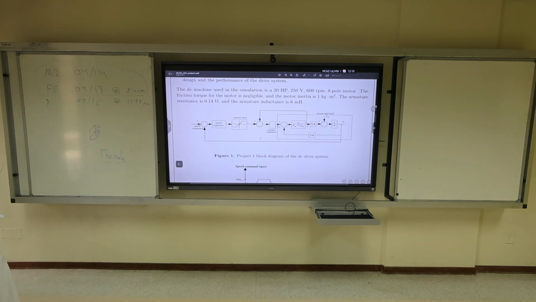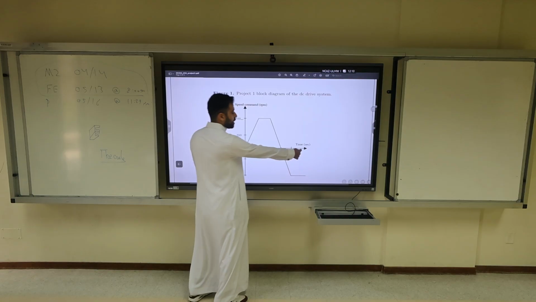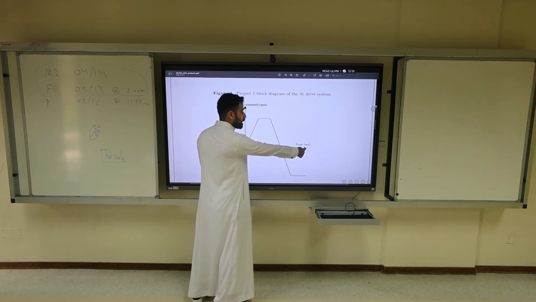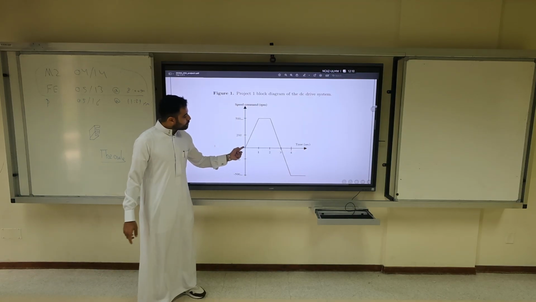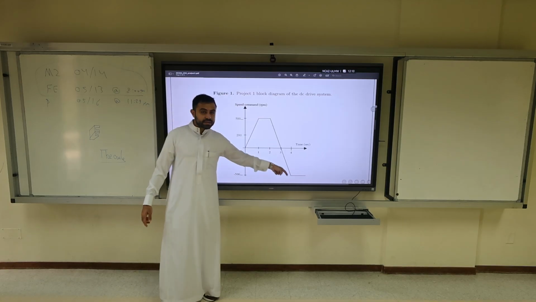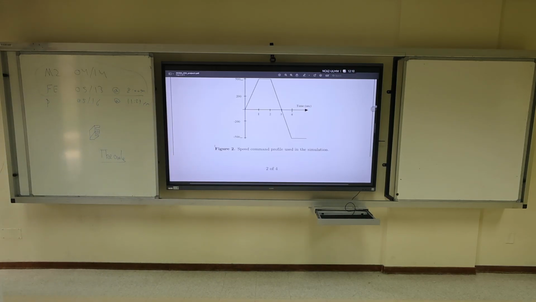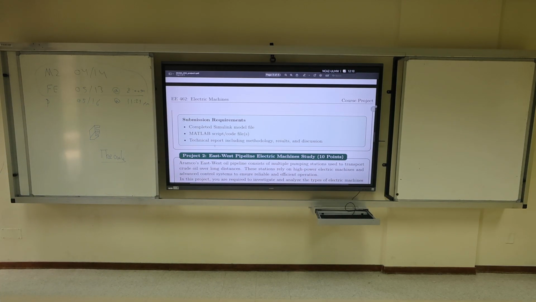The speed command is already in the Simulink file. The simulation runs 4 or 5 seconds. You start ramping up the speed until 500, then you drop it until -500. Then you stay. So these are the parameters.